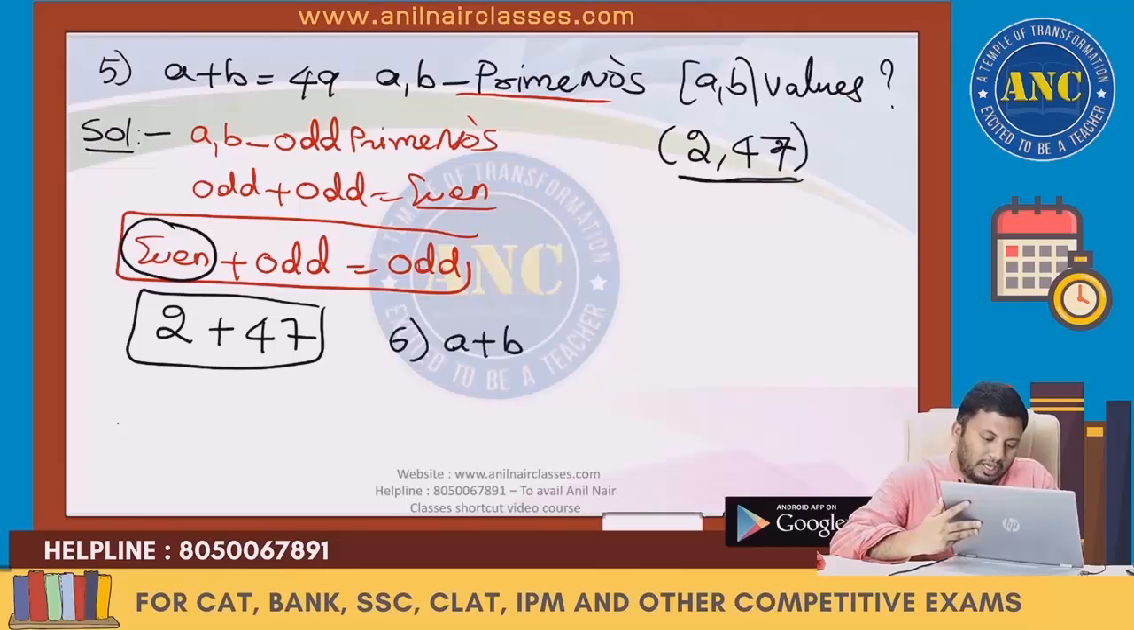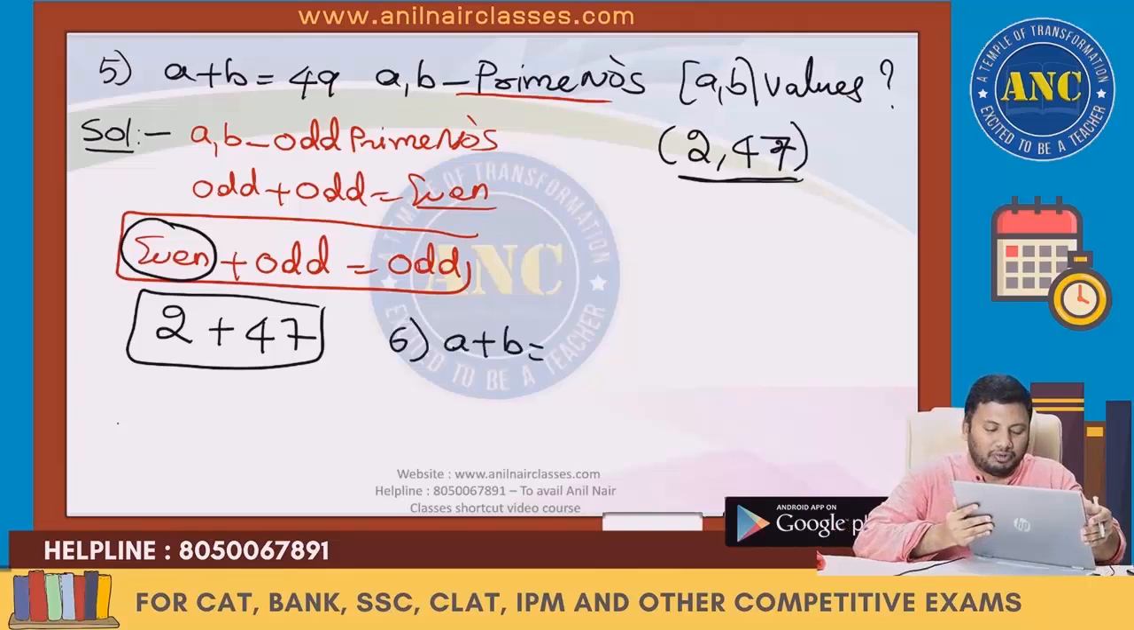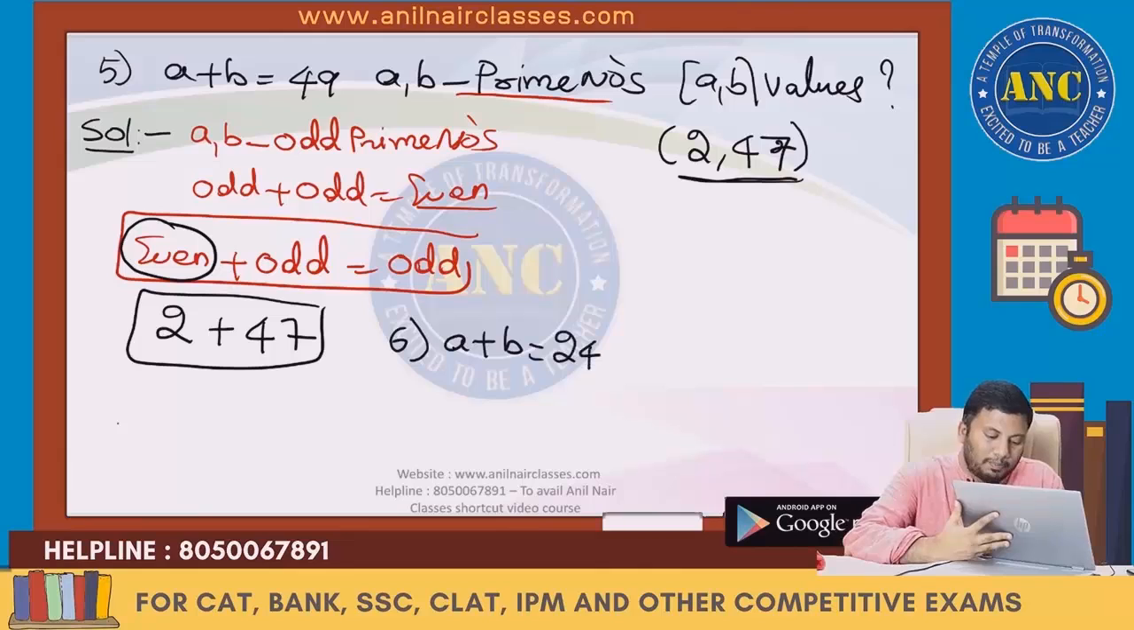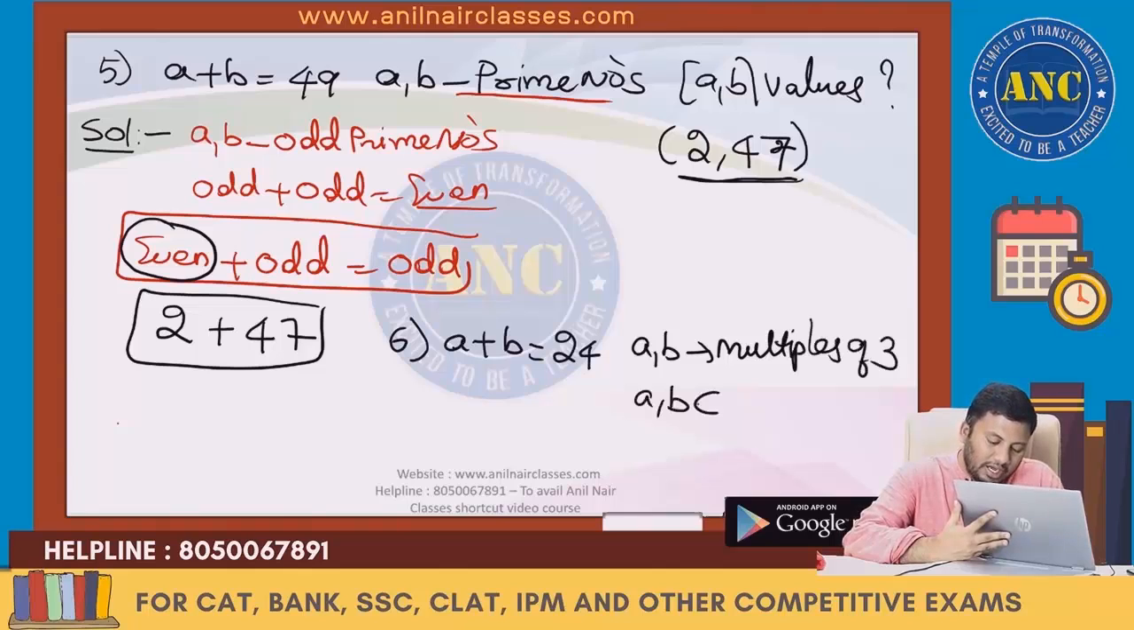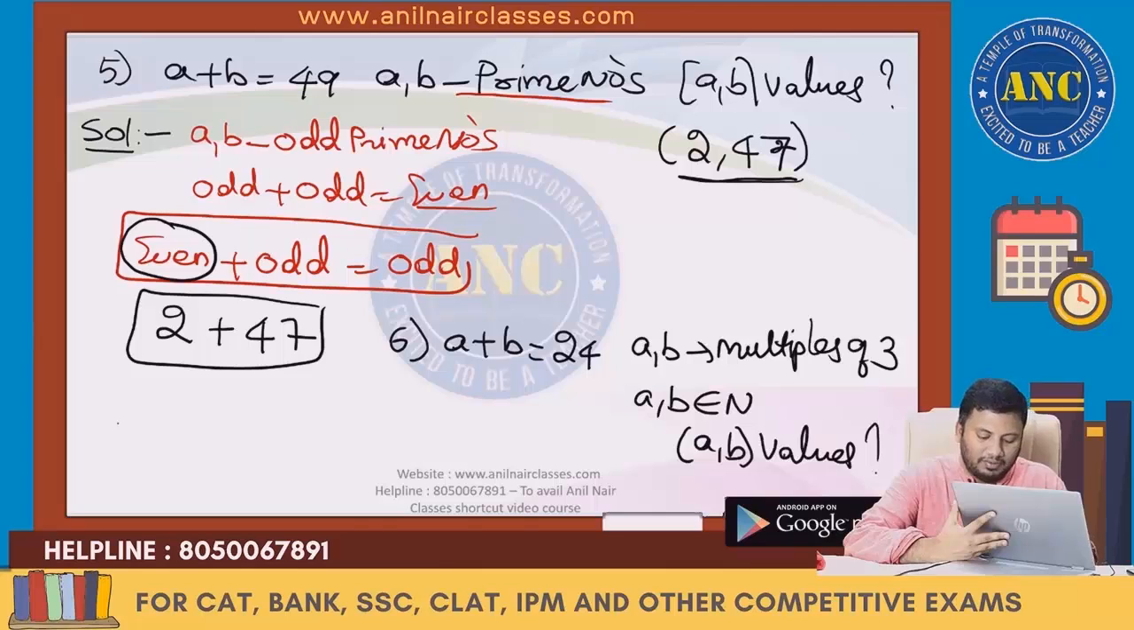A plus B equals 24. A and B are multiples of 3. A and B are natural numbers. How many values will A, B take?